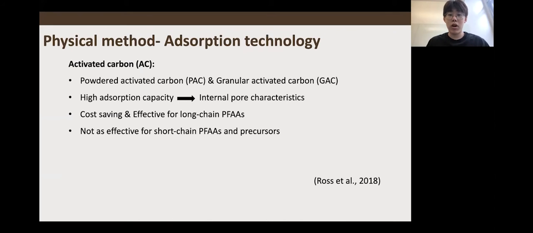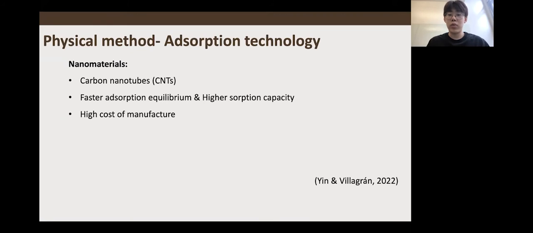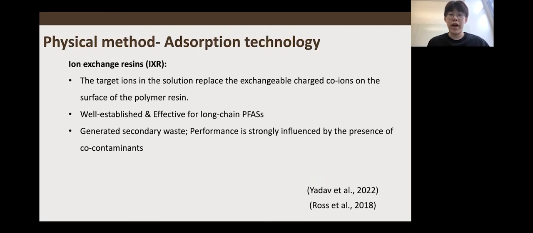First one is activated carbon, which includes powdered activated carbon and granular activated carbon. The high adsorption capacity of activated carbon is the result of its internal pore characteristics. Cost saving is an advantage, and it's effective for the removal of long-chain PFAS, but it's not effective for short-chain PFAS and precursors. And second one is nanomaterials, which are mainly based on carbon nanotubes. Compared with other adsorbents, CNT has fast adsorption equilibrium and higher adsorption capacity, but the cost of manufacture is high.